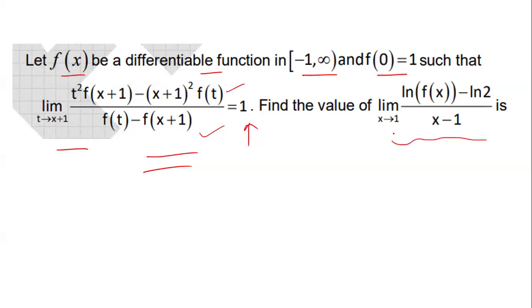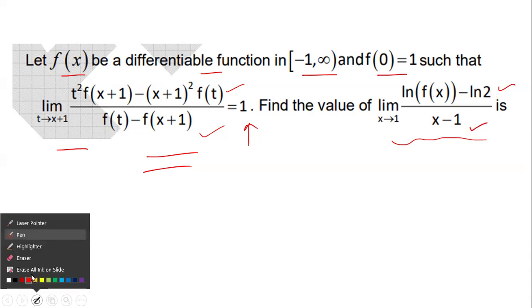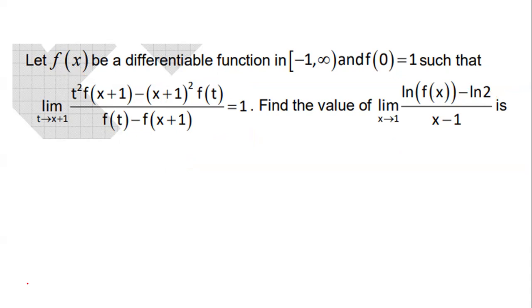Based on this information we have to find the value of this limit, which is limit x tending to 1, and the numerator is ln f of x minus ln 2, and the denominator is x minus 1. So this is the problem. So let's see how we can do this.